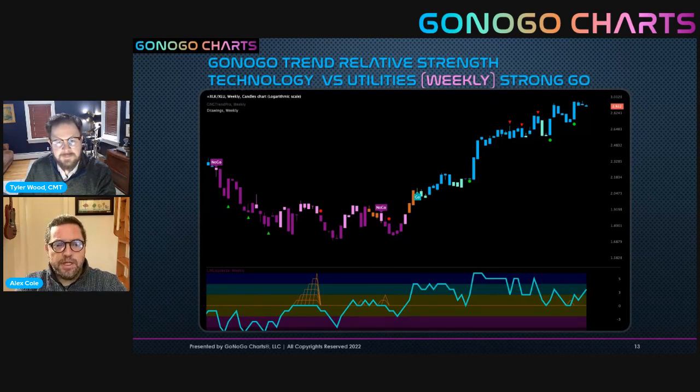What's the trend? The trend is a strong go. We're seeing those bright blue bars, and we see that we've been in a go trend since the middle of the chart. Where's the oscillator? The oscillator's at a value of 3, right in the middle of positive territory, not overbought, but also moving away from the zero line.